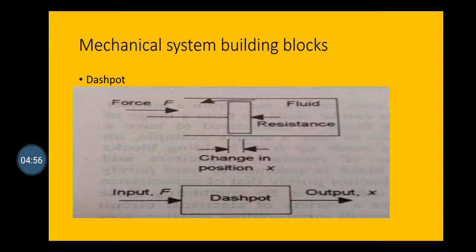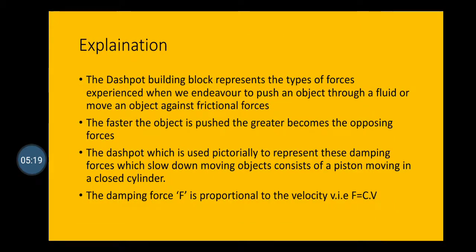Next one, dashpot. Mechanical system building blocks, dashpot. Here in this diagram, an example of a piston, the input is force applied to the piston, and the output is X, that is change in position X. Here the dashpot building block represents the types of force experienced when we endeavor to push an object through a fluid or move an object against frictional force.